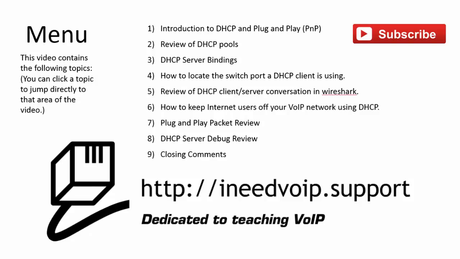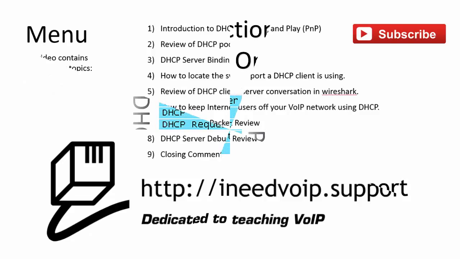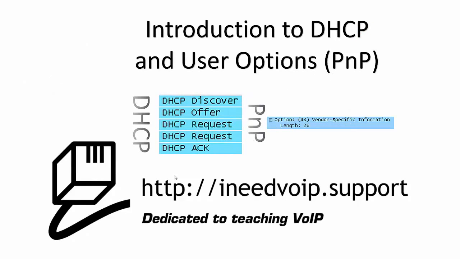Okay, that's a bit of a long-winded introduction. Just real quick, this title slide outlines the areas that we're going to cover. Basically, we're going to cover the discover, the offer, the request, and the acknowledgement of the DHCP exchange. Then we're also going to cover user option 43, for example, which is plug and play, and I'll go into a little detail as to how that works.